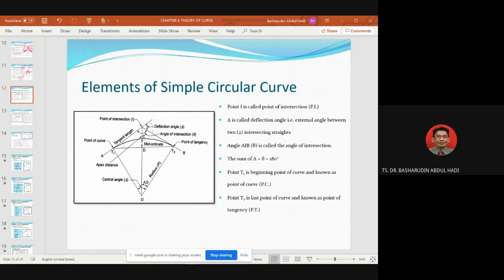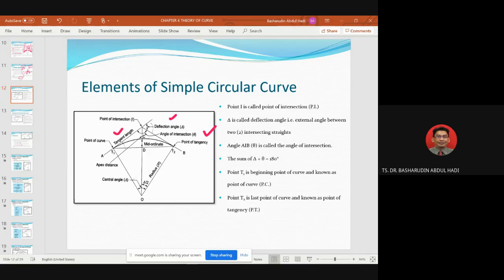Right. So now we are going into detail about the elements of a simple circular curve. What do you understand from this diagram? This diagram is trying to show you the tangent length. Still remember this one, tangent length. It also shows the deflection angle, if you look at this one, and the angle of intersection.